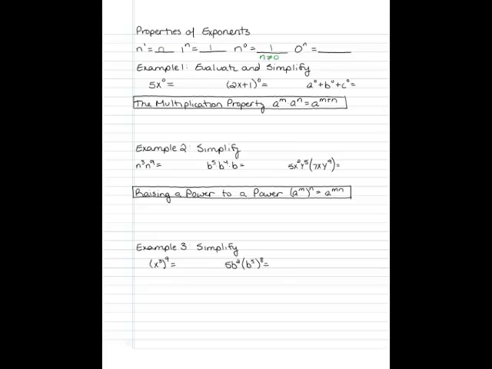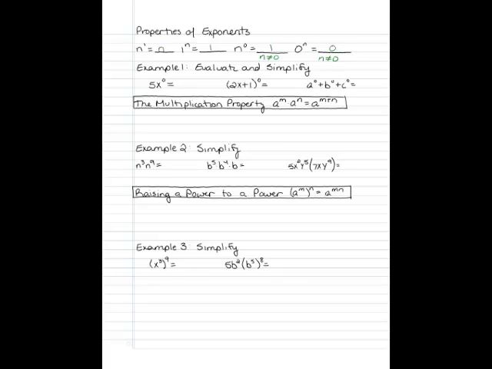The last one here, 0 raised to the nth power. Now any power of 0, 0 squared, 0 cubed, will give you 0. So 0 to any power will give you 0. Any power except 0. All right, this property only applies when n is not equal to 0.